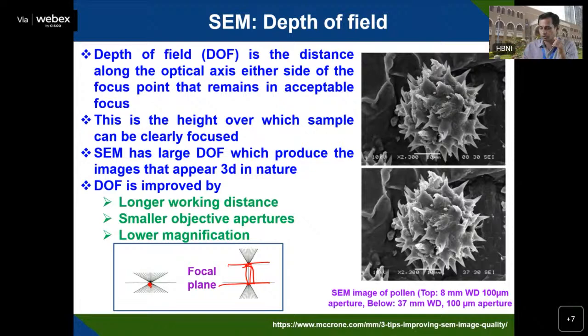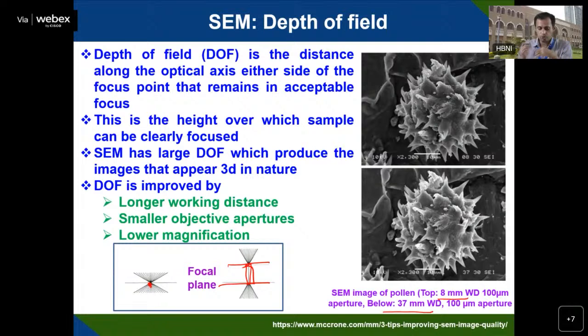You can see here an SEM image of a pollen. Here you can see the pollen structure. In the bottom one, the working distance is changed. You can see how the image contrast varies in both cases. The working distance in the initial case is 8 mm in the top one, but below it is 37 mm, and you can see the contrast variations.